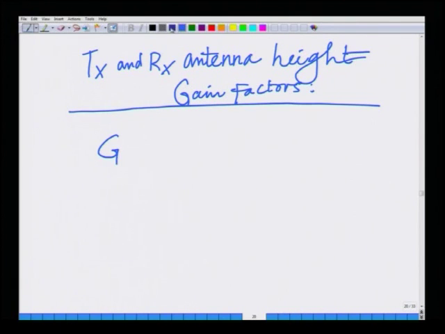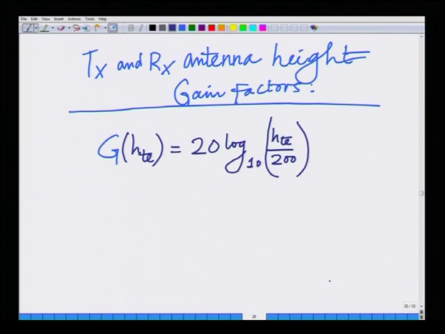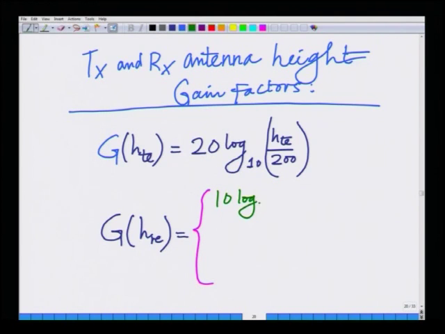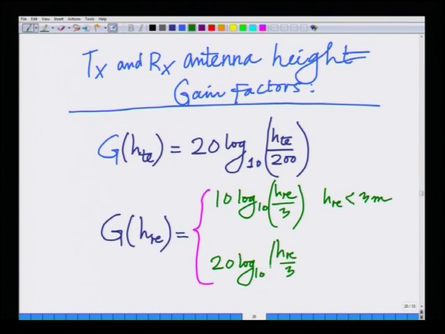So, GHTE, which is the transmit antenna height gain factor, is given as 20 log 10 HTE by 200. Okay. That is the transmit antenna height gain factor, and the receive antenna height gain factor GHRE is given as follows. That is given as 10 log 10 HRE by 3 if HRE is less than 3 meters, and that is given as 20 log 10 HRE divided by 3 if 3 meters less than HRE less than 10 meters. All right.